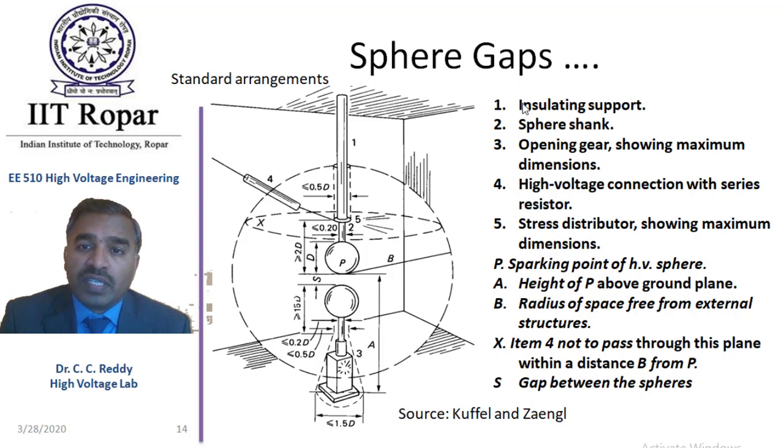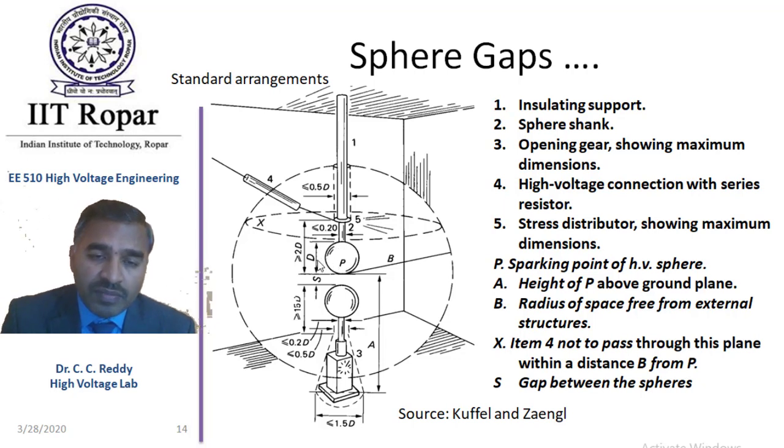Now, let us see, number one is the insulating support. This is the insulating support for the top sphere. And there is a sphere shank here, number two. So this is the sphere shank. Please note that the diameter of each sphere is capital D, and this shank diameter is to be less than or equal to 0.2 D. And then number three, opening gear showing maximum dimensions. This is the opening gear showing maximum dimensions here.